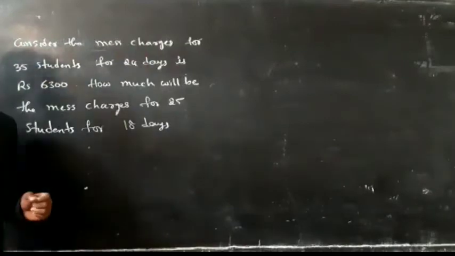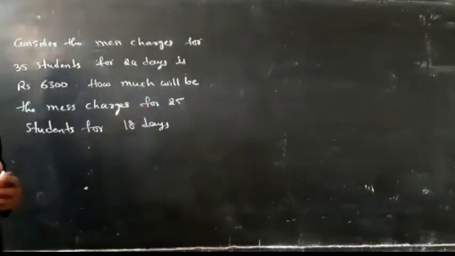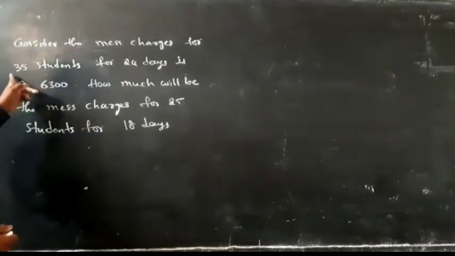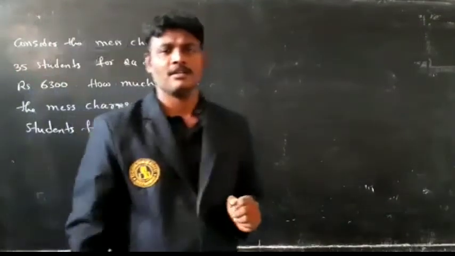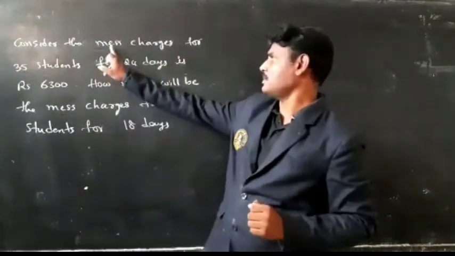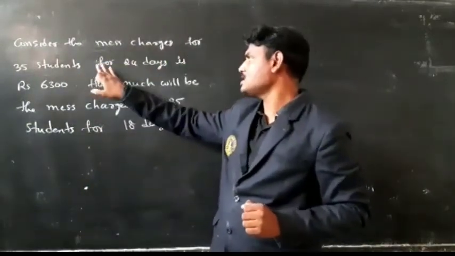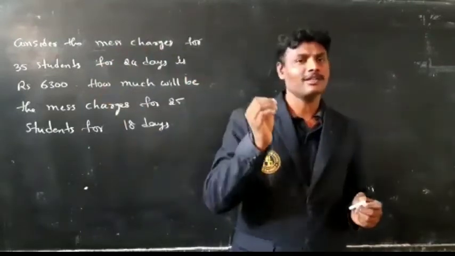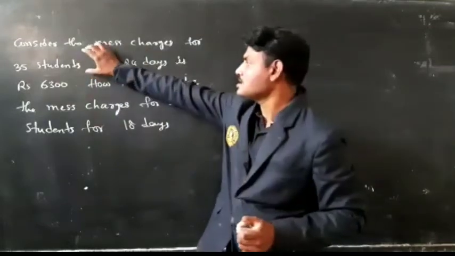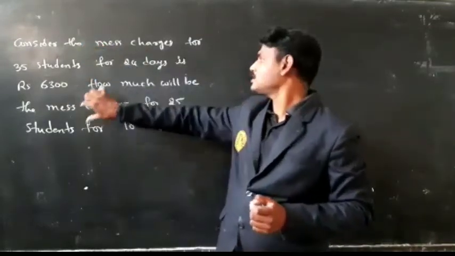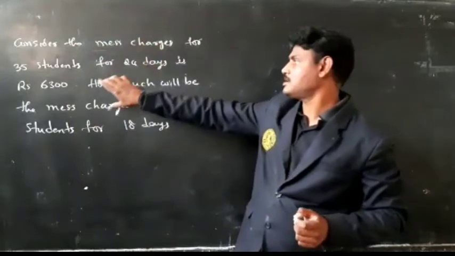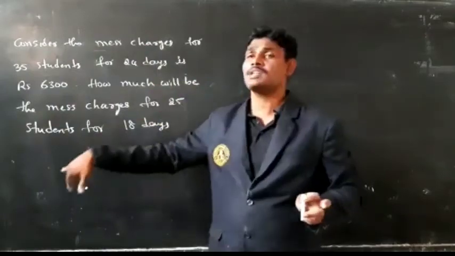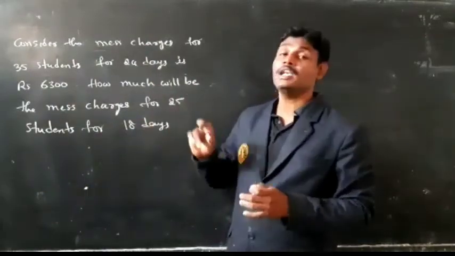Here is the next question on the compound ratio. Consider the mess charges for 35 students. Here, what are the mess charges? Mess charges for 35 students for 24 days is 6,300. How much will be the mess charges for 25 students?